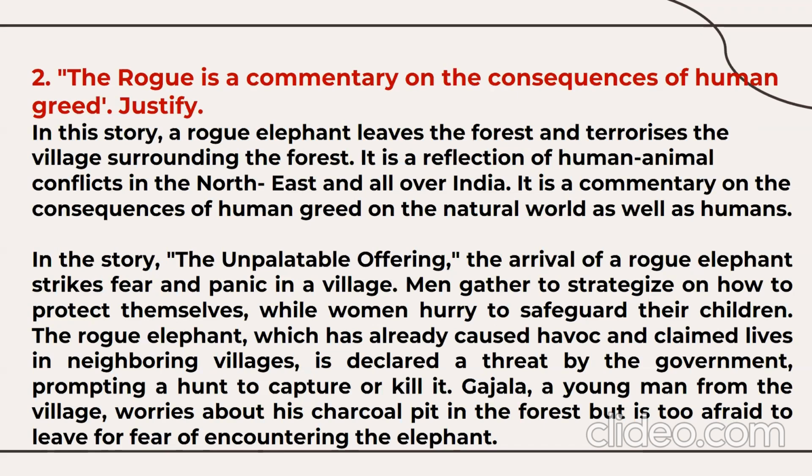In the story The Rogue, the arrival of the rogue elephant strikes fear and panic in a village. Men gather to make a strategy for how to protect themselves, while women hurry to safeguard the children. The rogue elephant, rogue in the sense a kind of mad elephant, which has already caused a lot of havoc and claimed many people's lives in the neighboring villages, is declared a threat by the government also, prompting a hunt to capture or to kill it. So there's a great hunt going on for this mad elephant.